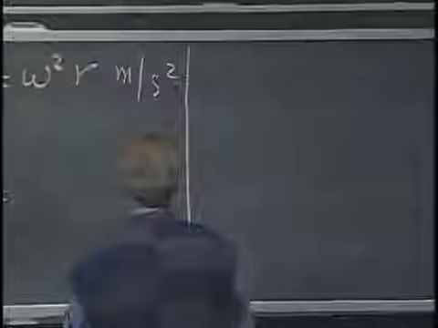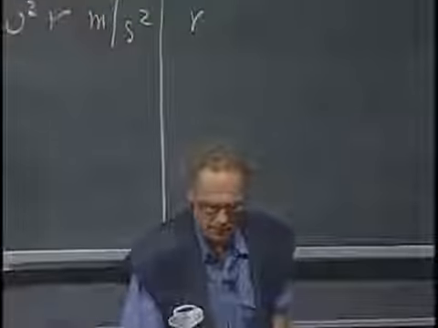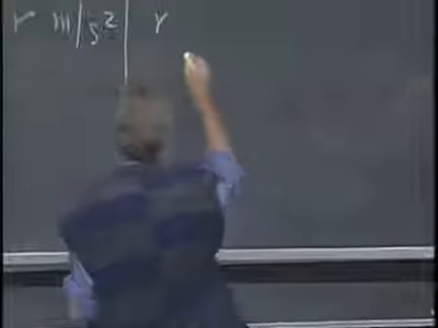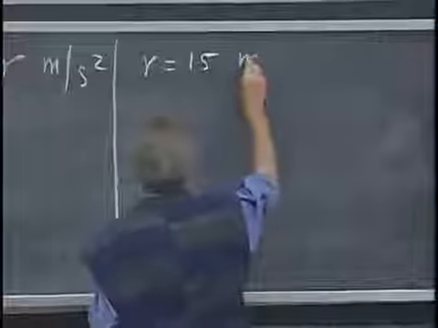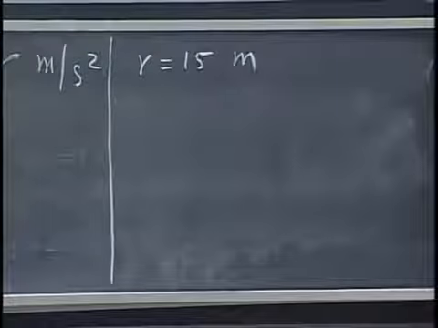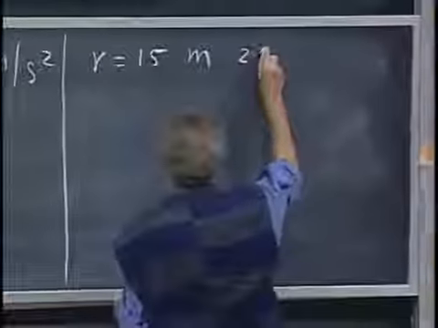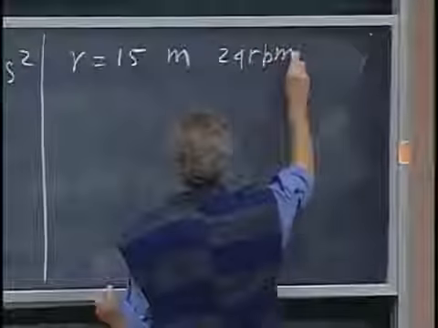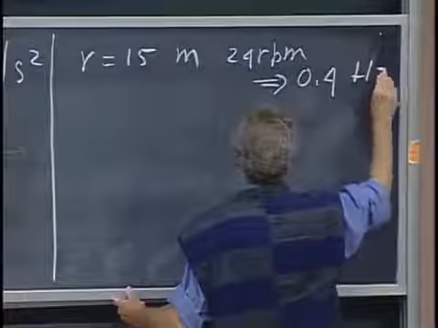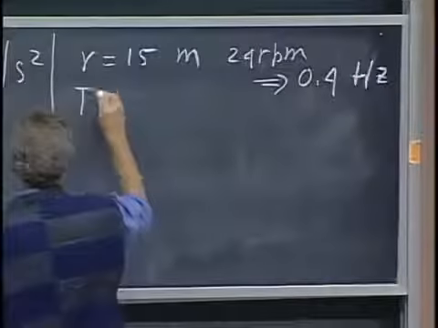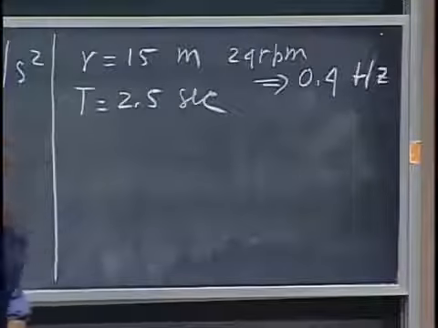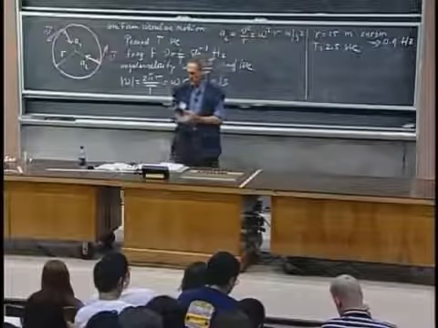The radius r, I'll give you a light back, because it may be nicer for you. The radius is 15 meters. Depends, of course, a little bit on where the person is located in that sphere. It goes around 24 revolutions per minute, and that translates into 0.4 hertz. So the period to go around for one rotation is 2.5 seconds. The thing goes around once in 2.5 seconds.